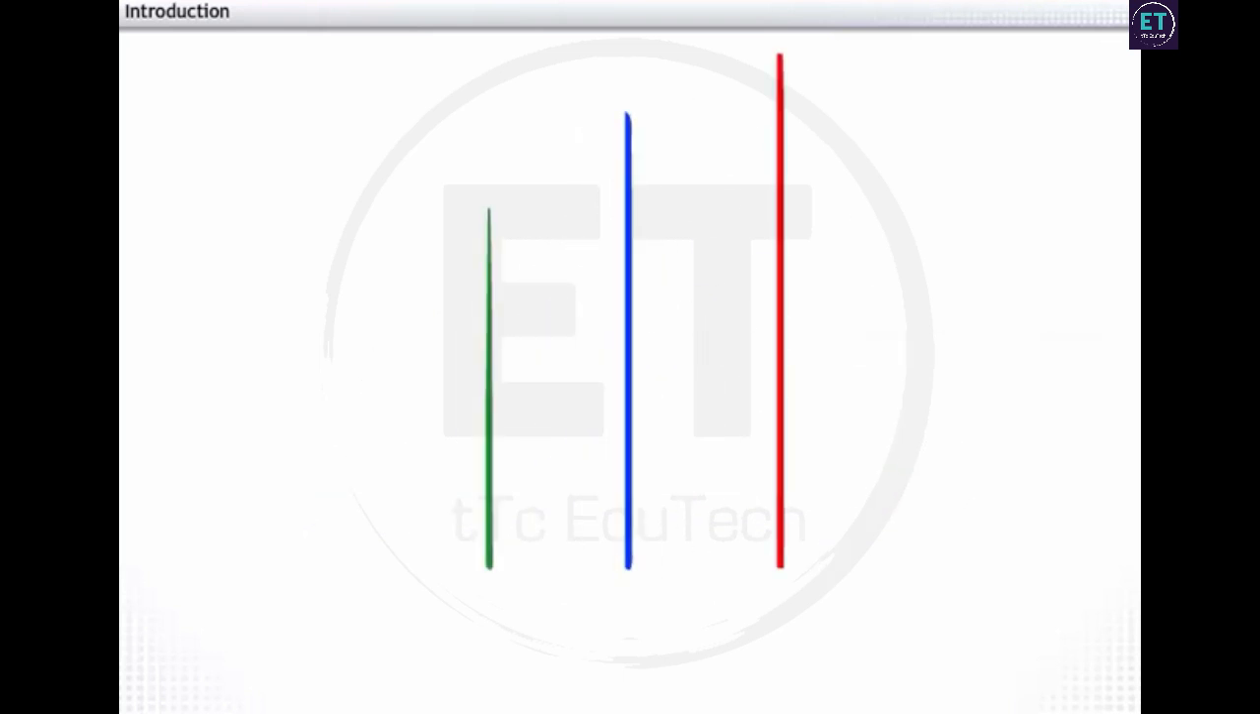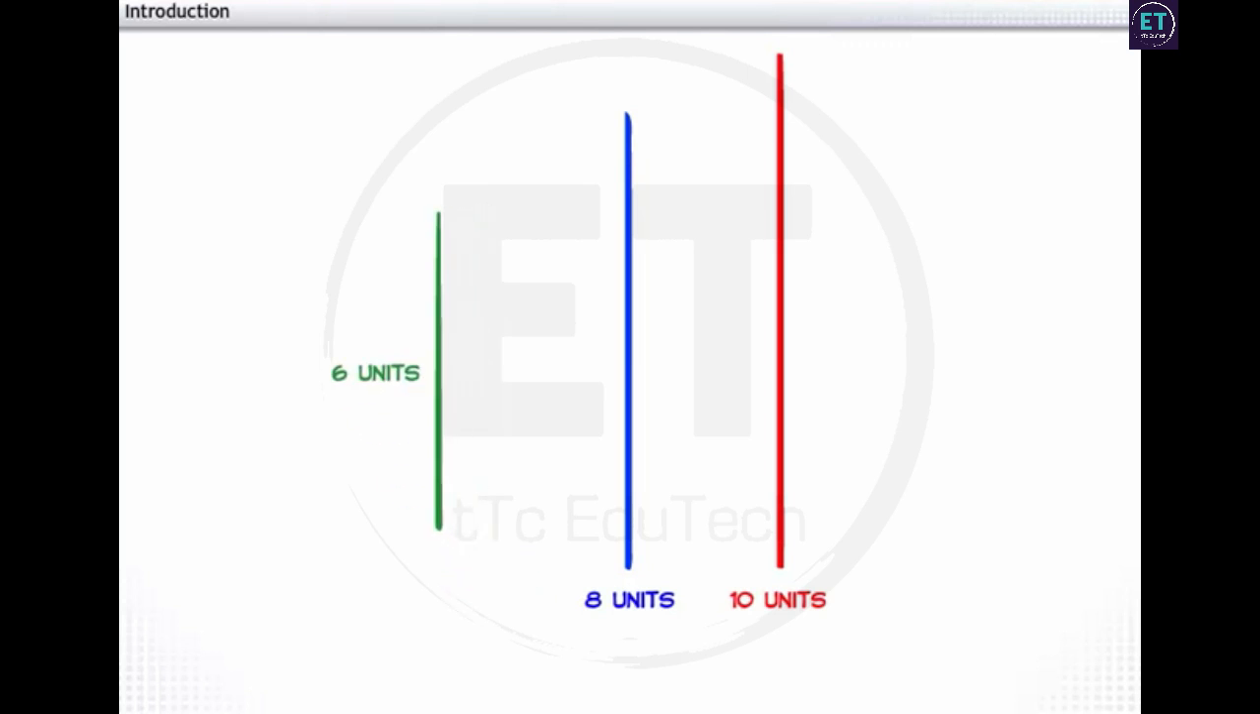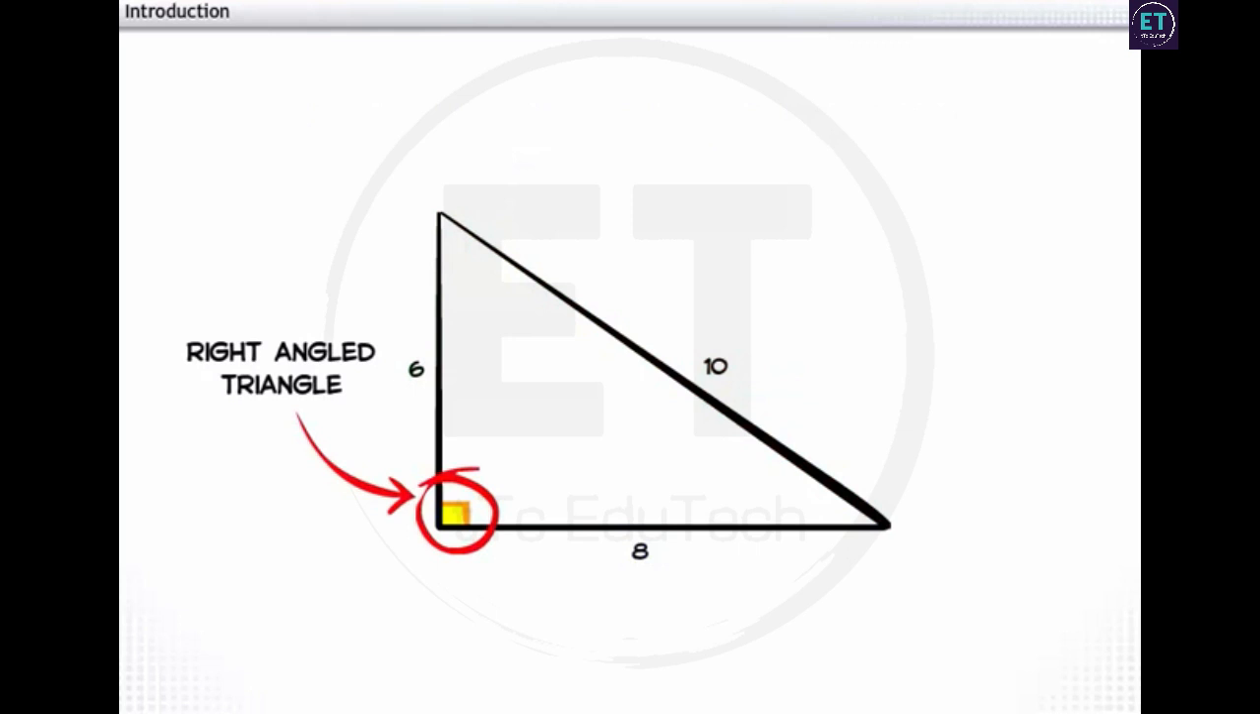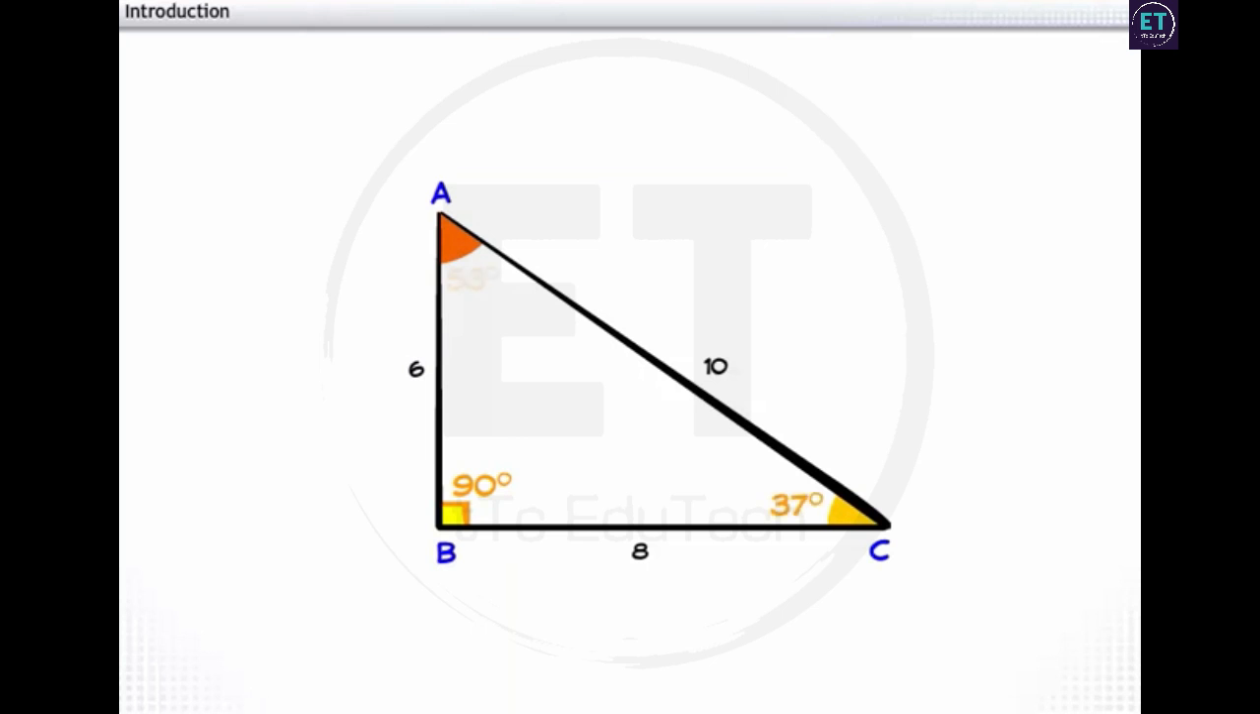Let's take three sticks of length 6, 8, and 10 units respectively. We arrange the sticks to form a triangle. What type of a triangle is this? It's a right angle triangle. Let's name the triangle as ABC. Observe the triangle and its angles. The angles measure 90 degrees, 37 degrees, and 53 degrees.